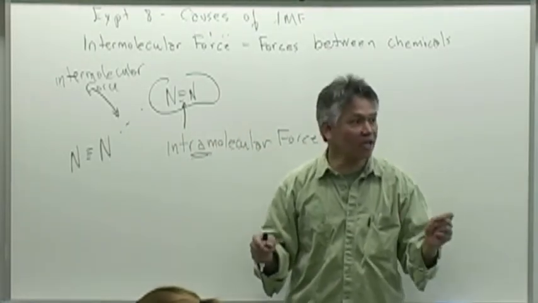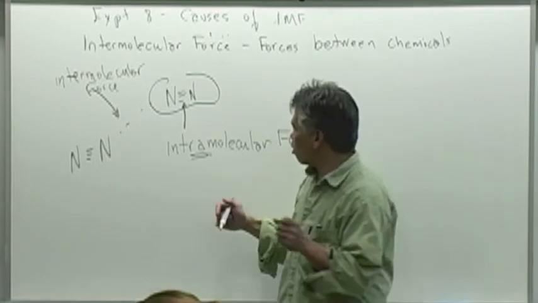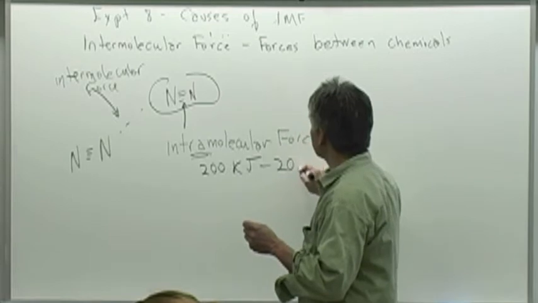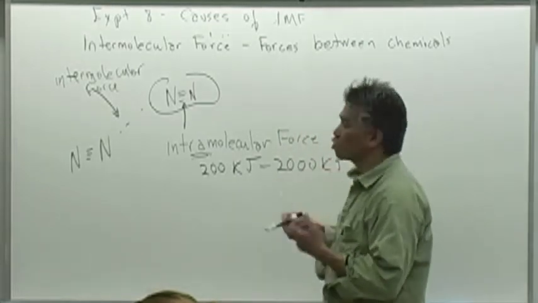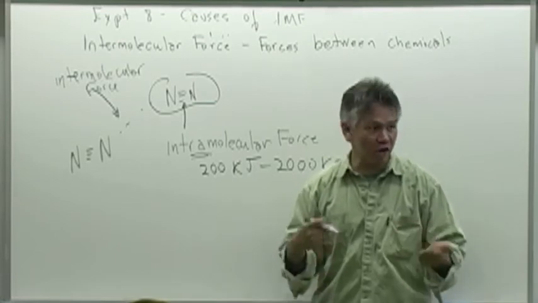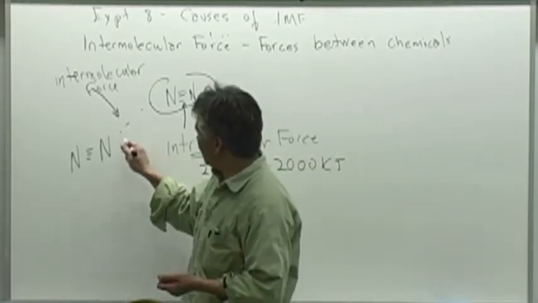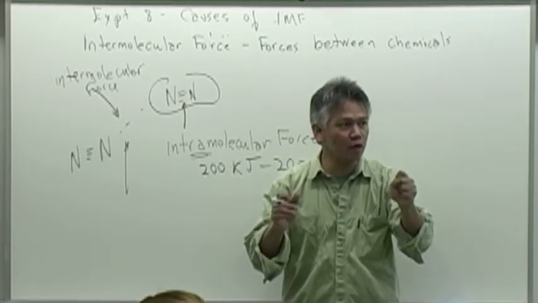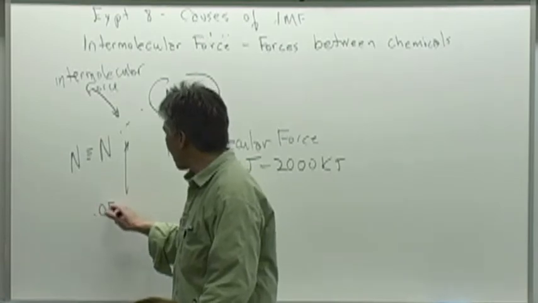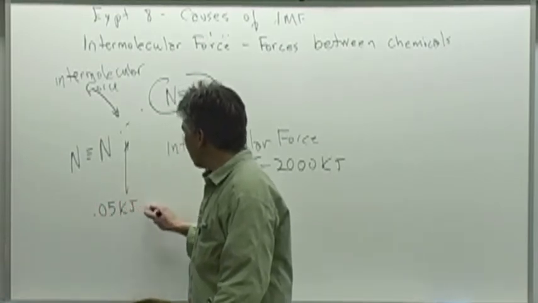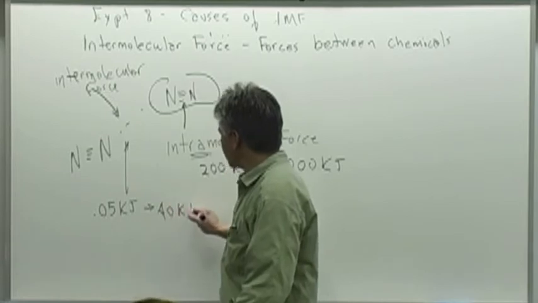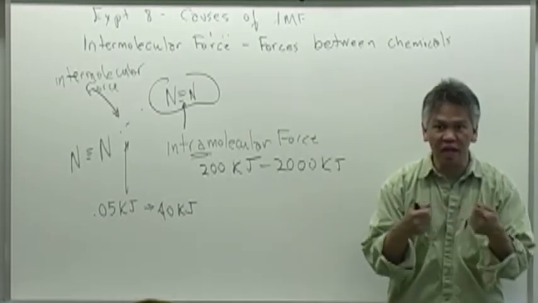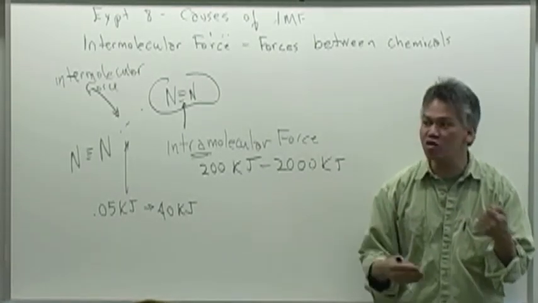Intra is a pretty high type of force, on the order of a couple of hundred kilojoules to a couple of thousand kilojoules. Just to break bonds, that's how much energy you have to invest. On the other hand, to separate chemicals from each other, to make one chemical go from a solid to a liquid, that is on the order of about 0.05 kilojoules to about 40 kilojoules. You can see that these forces are much weaker than the bonds that hold atoms together, and so it will require less energy.